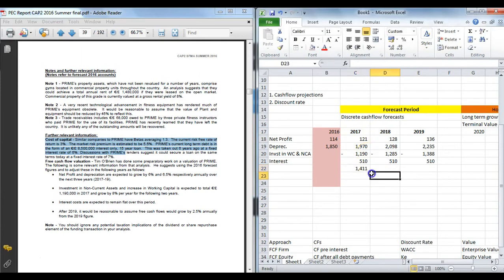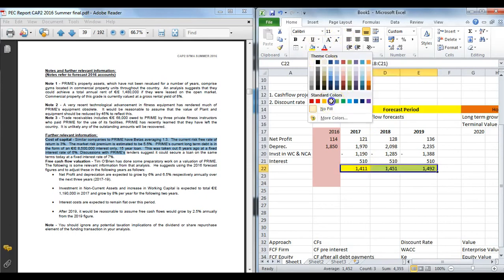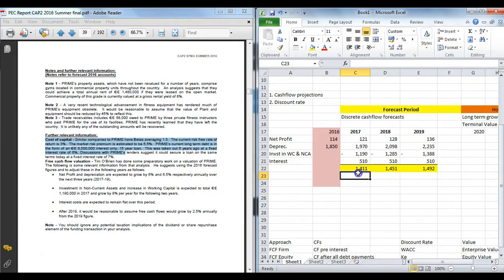So it's 1411, 1451, and 1492. They are the cash flows, and I'll put them in yellow again to be consistent, for the forecast period. We know exactly what they are, and we can treat them very similarly to an NPV calculation. Discount this one year, this two years, and this three years. And the last thing we need then is, well, what's the free cash flow in 2020? That will be 2.5%, as you're told here, larger than the 2019 figure. And we'll come back to why we need that at the end.